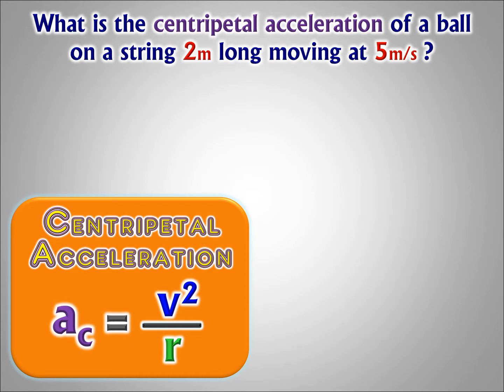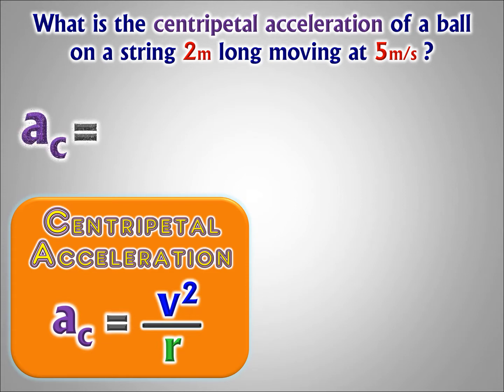So here's an example of a centripetal acceleration problem. What is the centripetal acceleration of a ball on a string 2 meters long moving at 5 meters per second? So imagine that you're whipping this ball around in a 2 meter radius circle, and you're going really fast, and it's moving at 5 meters per second.